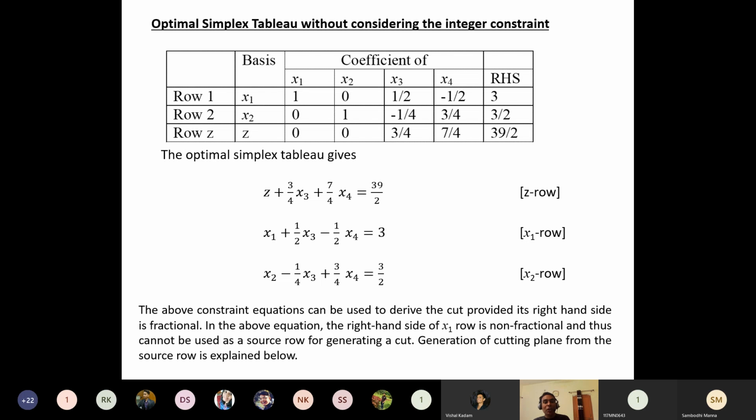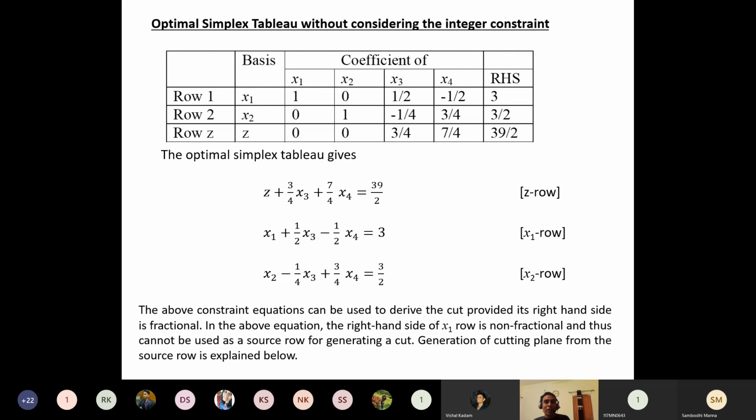The above constraint equations can be used to derive the cut provided the right hand side is fractional. So we will only consider the equations which have a fractional value on the right hand side. If you see the second row, it doesn't have any fractional value, so it should not be considered to derive the cutting plane. So out of the Z row or the X2 row, we can derive the cutting plane. Now, how can we do that?